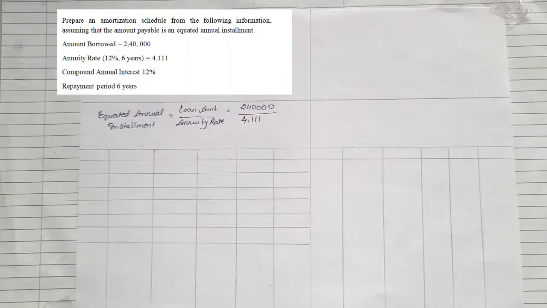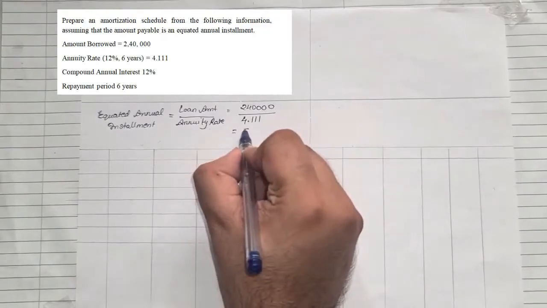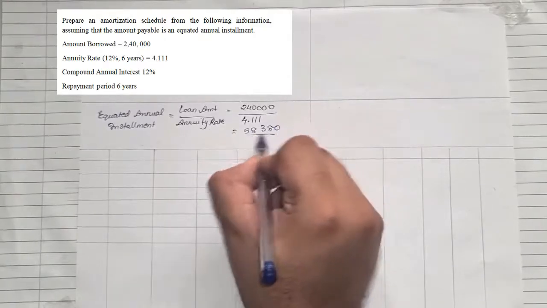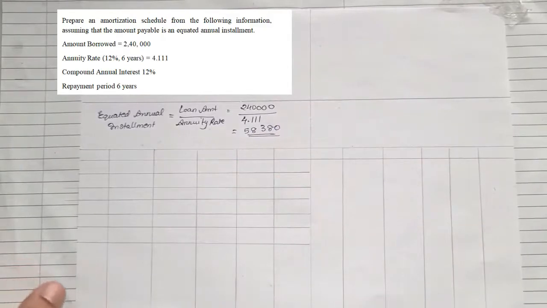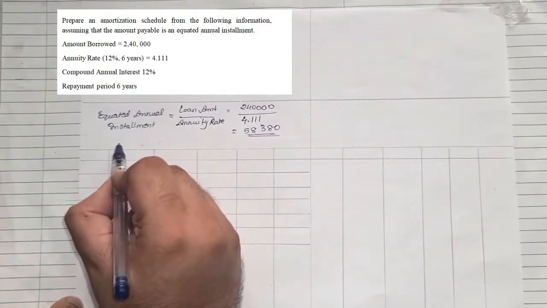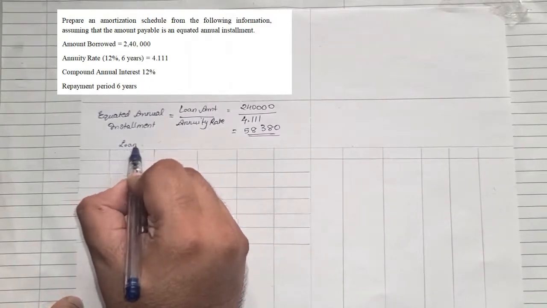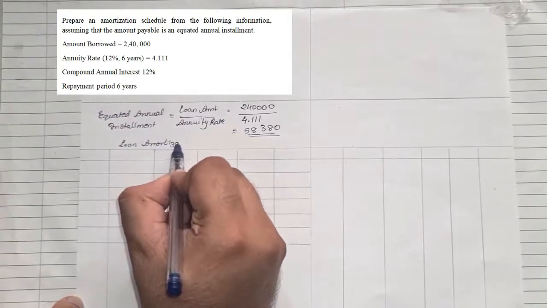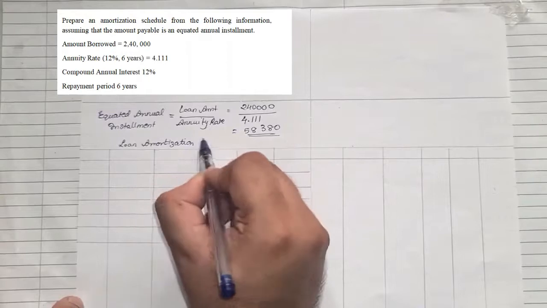So now 2,40,000 divided by 4.111, we will get the answer as 58,380. Okay. So now let us see how to solve the sum. So I'll write here, this is my loan amortization schedule.